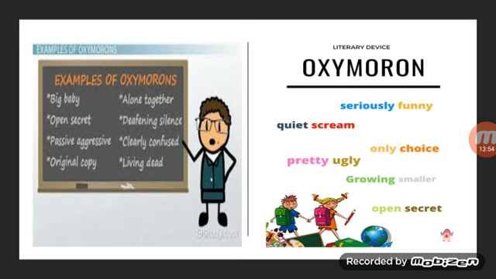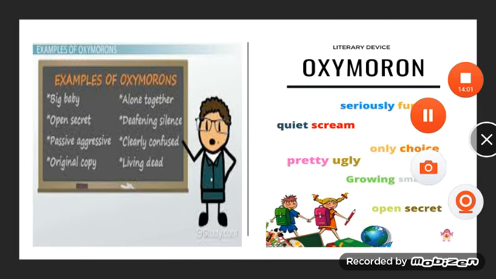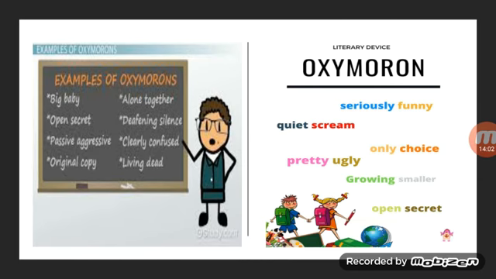Similarly, here on the other side, seriously funny. If something is funny, how can it be serious? So both the terms are self-contradicting, both the terms are opposite, but it is making a true sense that it was very funny. Similarly, other examples also: quiet scream, only choice, pretty ugly, growing smaller, and similarly open secret.